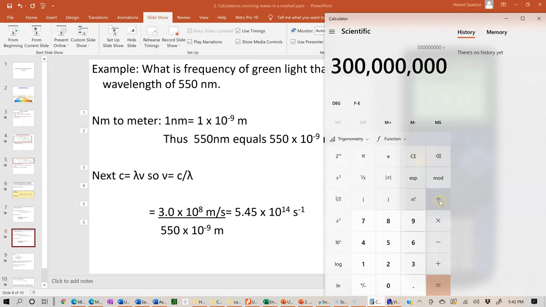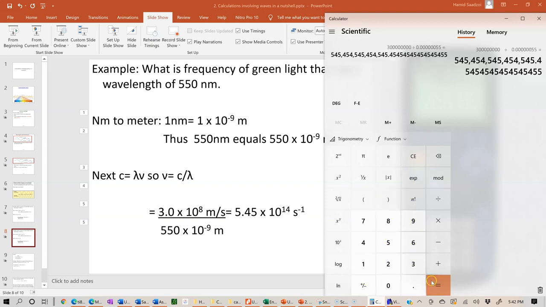And we're going to divide that by 550 times 10 exponent negative 9. And you can see, once again, same value. It's just the decimal points here. You move it 14 times, you get 5.45 times 10 to the 14. So whether it's an EXP button or an EE button, they both represent the same thing.